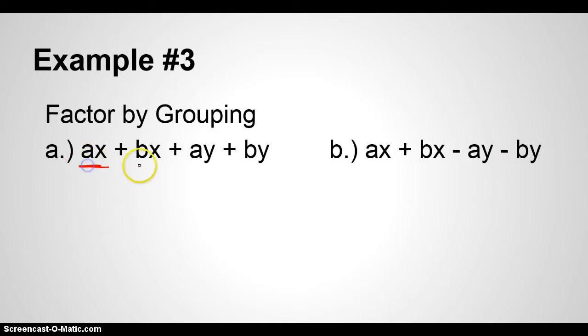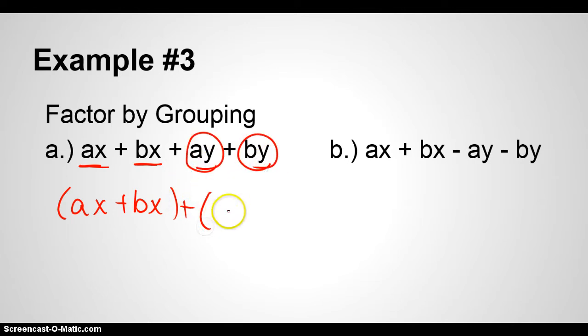We have ax plus bx. Notice both of these have an x, so we're going to set this up as a binomial of ax plus bx. Plus we're going to group the other set, which is my ay and by, and I'm grouping those because they both have the y's in them.